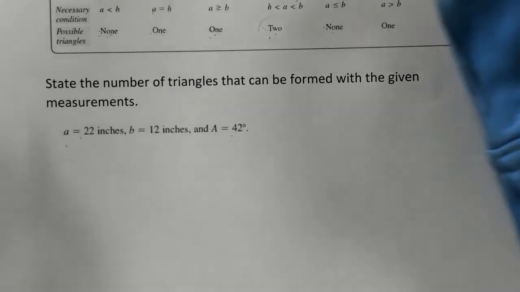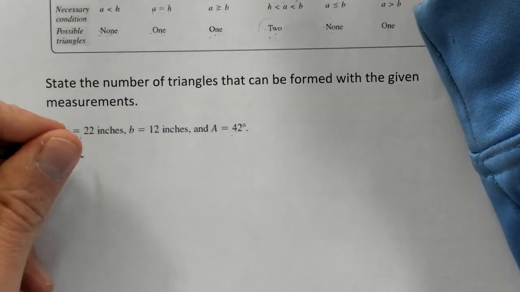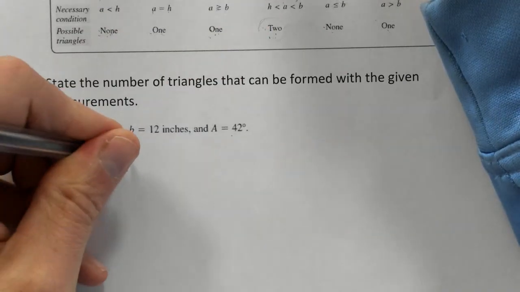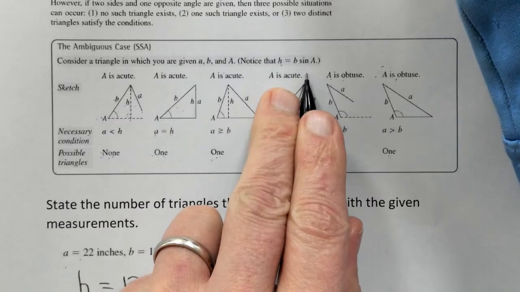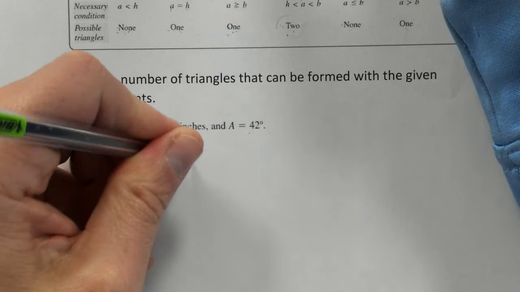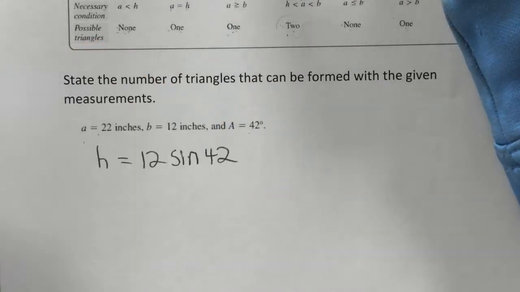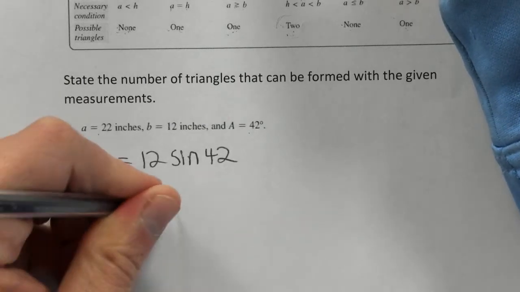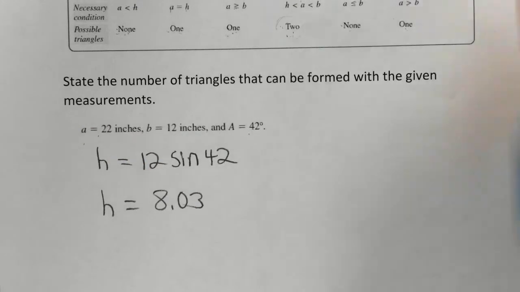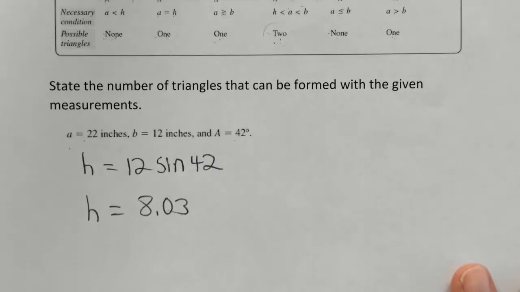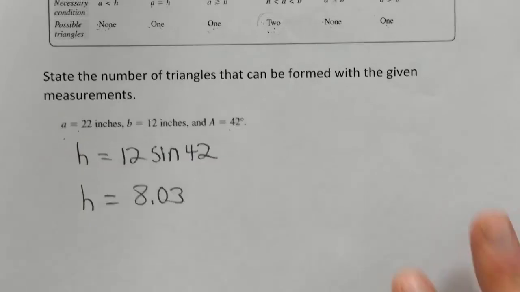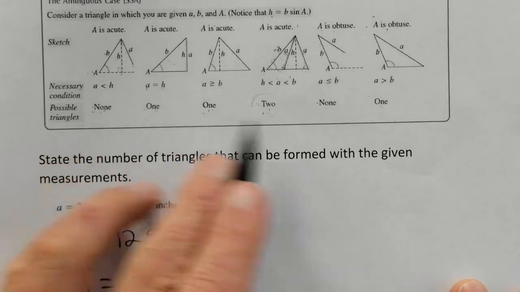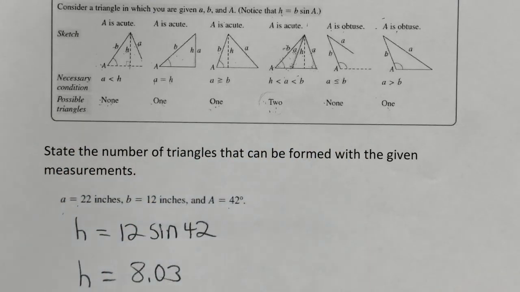And so the next thing that you want to do is calculate H. So remember, H is equal to, in this case, 12, because the 12 is the B. Remember, I'm using this equation right here, times the sine of angle A, which is 42. And so now, if you plug that into your calculator, then you would see that H is equal to 8.03. All right, so now let's go up to our chart, now that we have the value of H, and let's see how many triangles can be formed with the given measurements. So my answer will either be none, 1, or 2, based on the length. So let's go through and find it now.